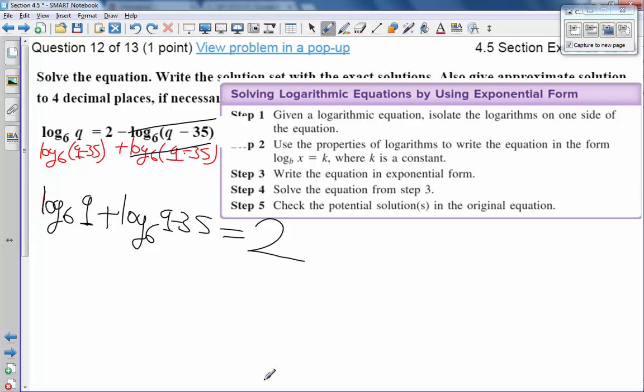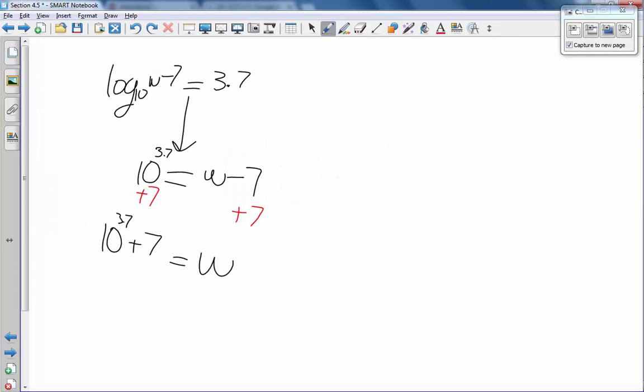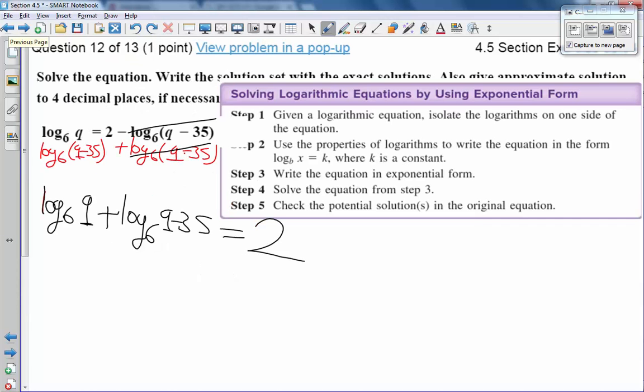Do you know where I'm going here? I'm going into this form. Means single log and only number case. If I have a single log and number on the other side, I can turn it into exponential and solve it. So I'm trying to get a single log here. How do I do that?